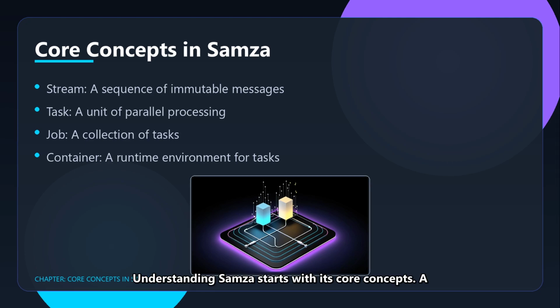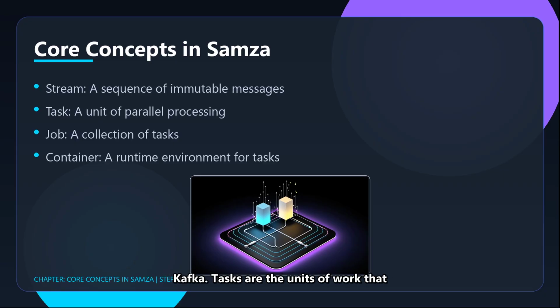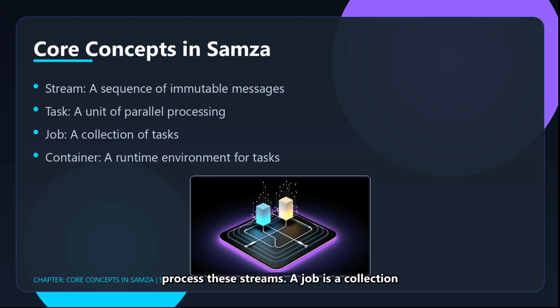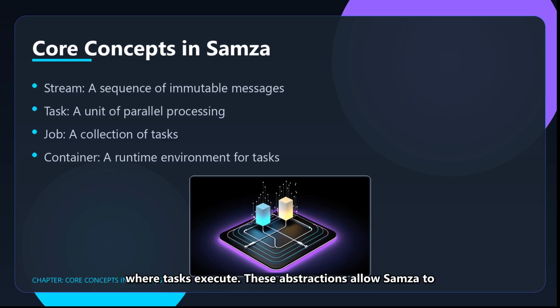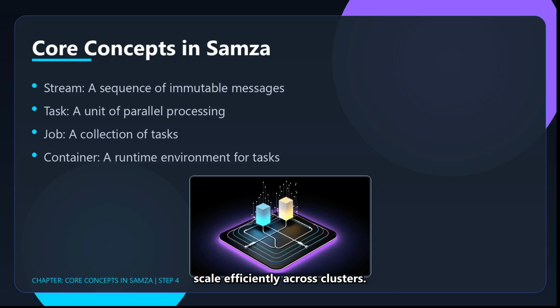Understanding Samza starts with its core concepts. A stream is a sequence of messages, often from Kafka. Tasks are the units of work that process these streams. A job is a collection of tasks, and containers are the runtime environments where tasks execute. These abstractions allow Samza to scale efficiently across clusters.